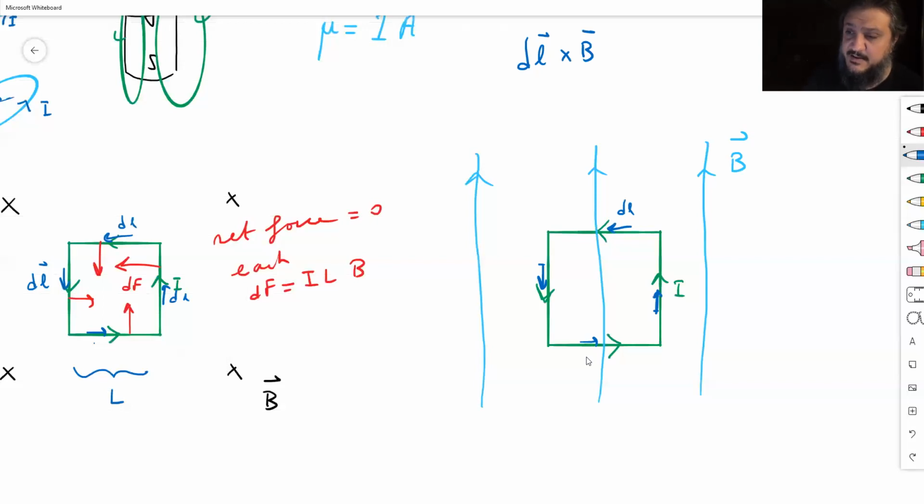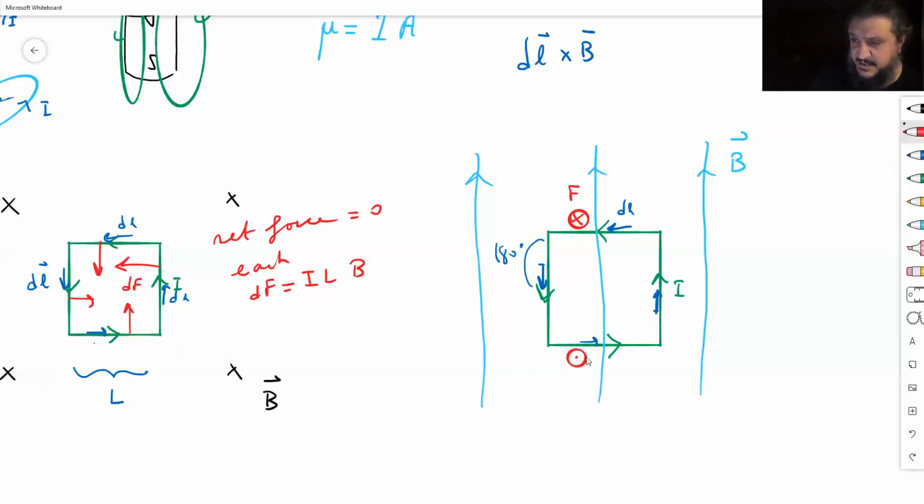Similarly, on the left, the angle between dL and B is 180 degrees. Therefore, sine 180 is 0, no force. The only force we're talking about is the one on the top and the bottom. So dL to the left and B is up. The force would be into the page. For the top section, force is into the page. In the bottom section, dL to the right, B is up, and the middle finger is coming out of the page.